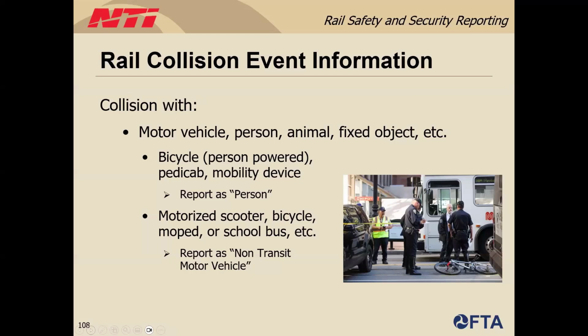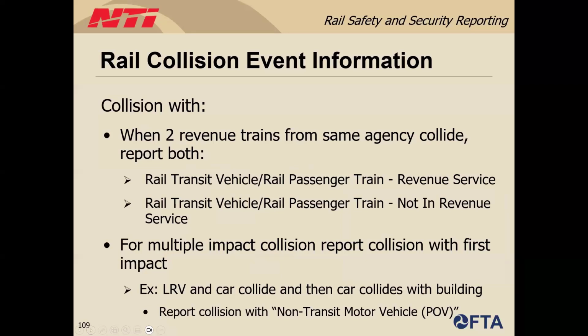In a multiple impact collision, report the collision with as the first object that was impacted. A collision with a transit vehicle is used when two transit revenue vehicles from your agency collide. The two options shown here refer to revenue trains colliding. If two non-revenue trains collide, you would choose the option referring to non-revenue trains. I guess it's not shown here.